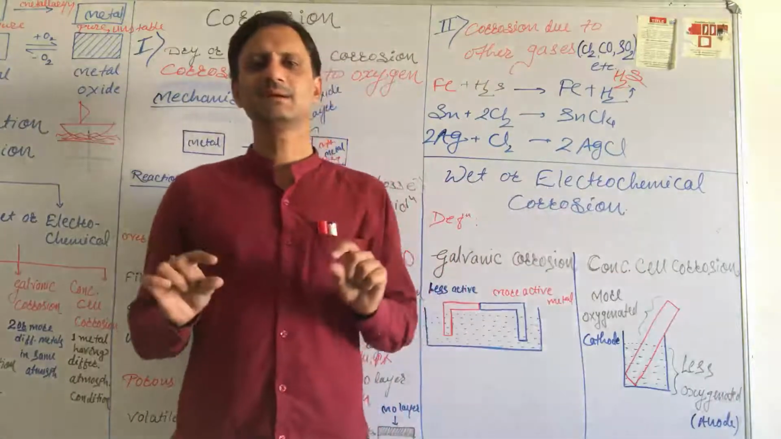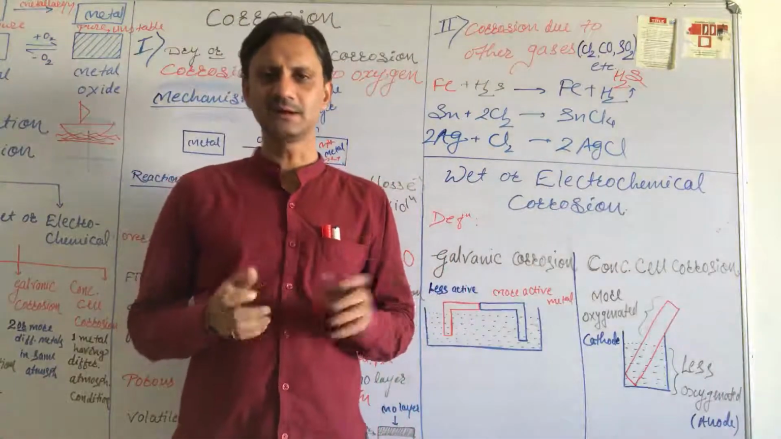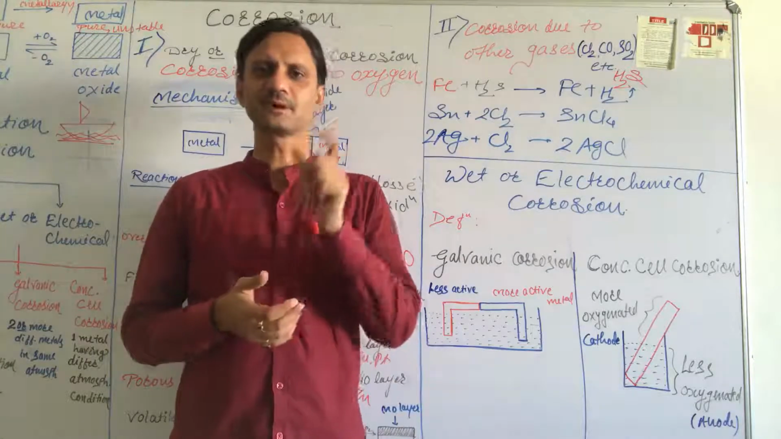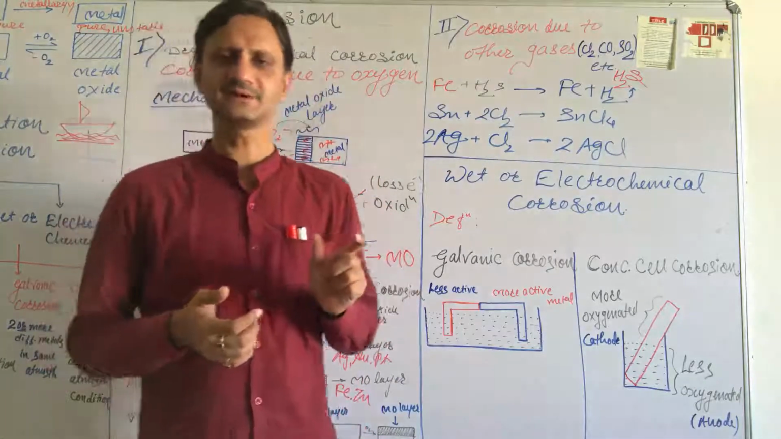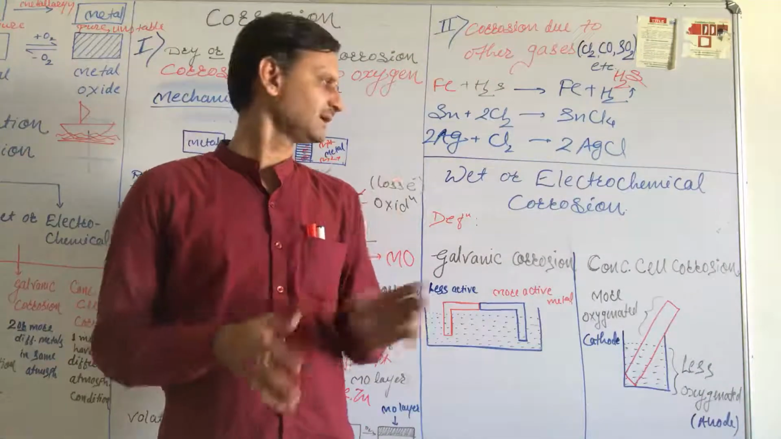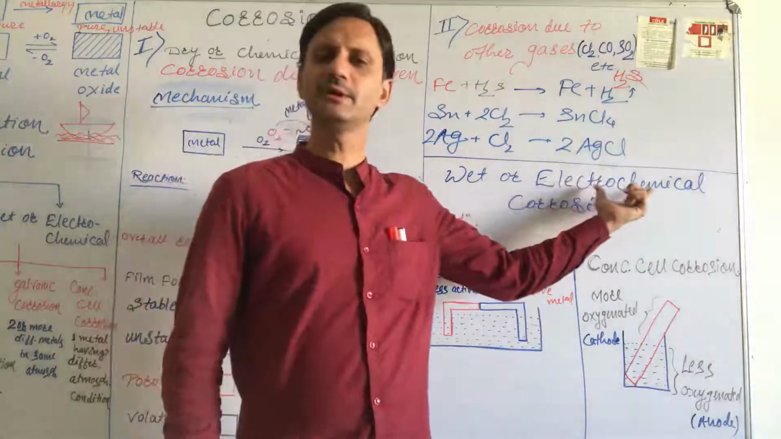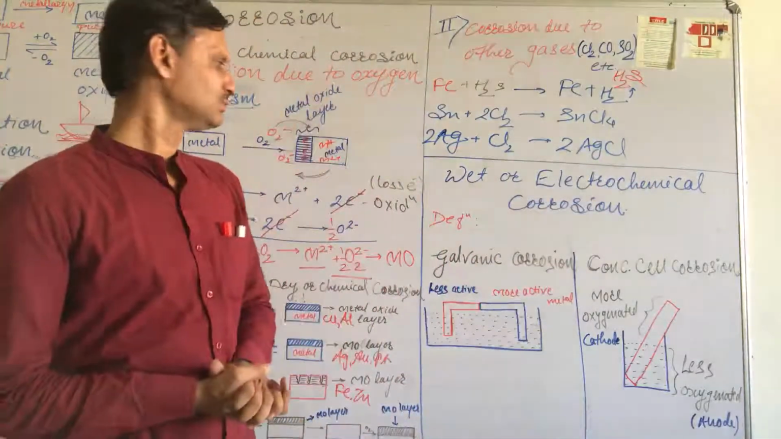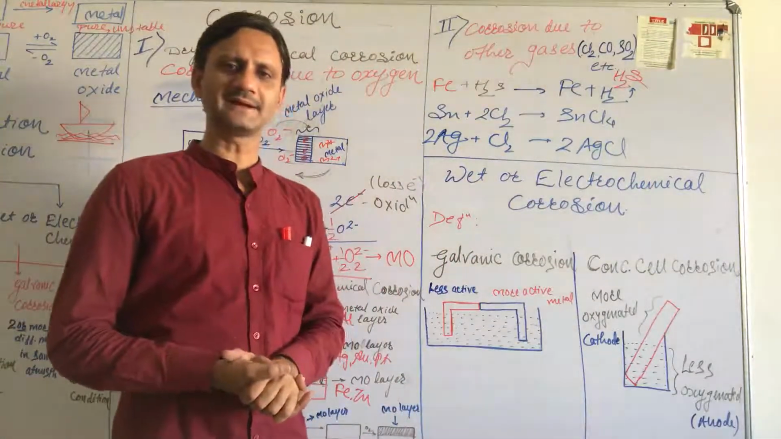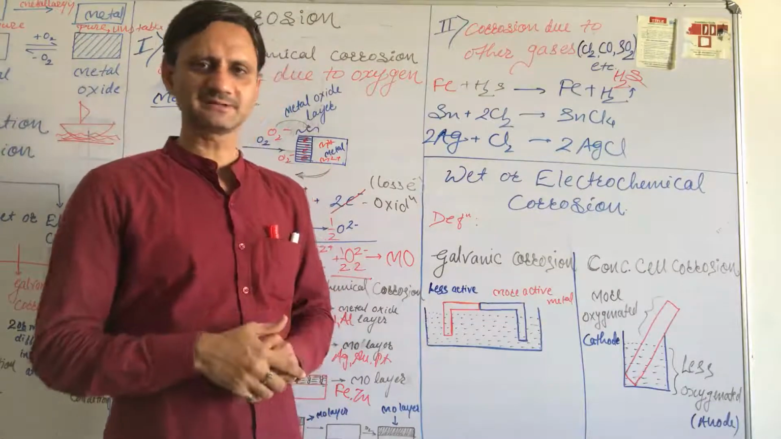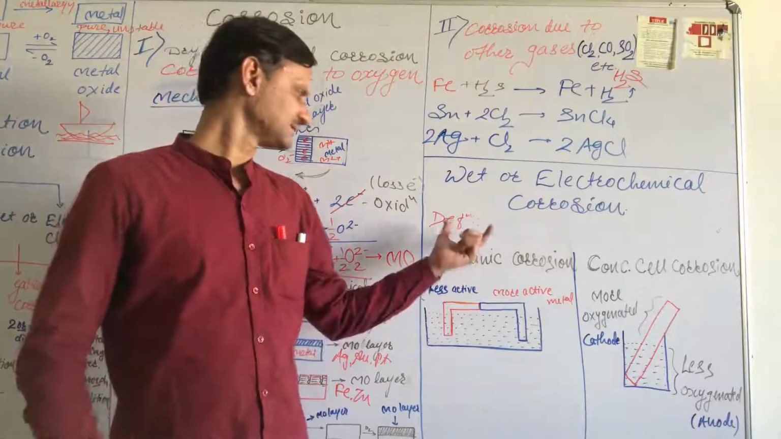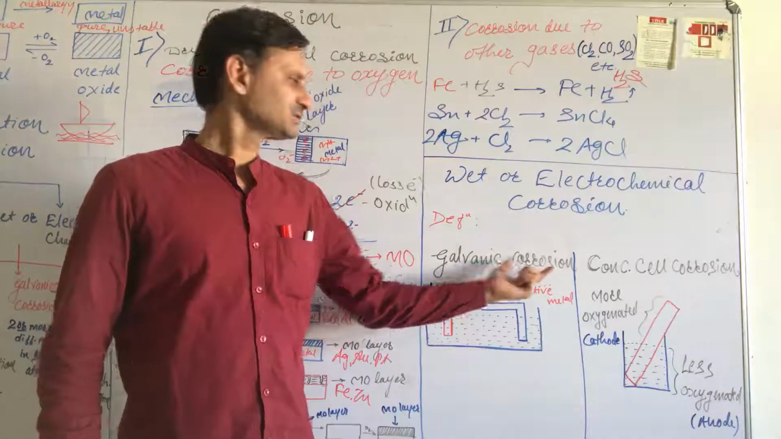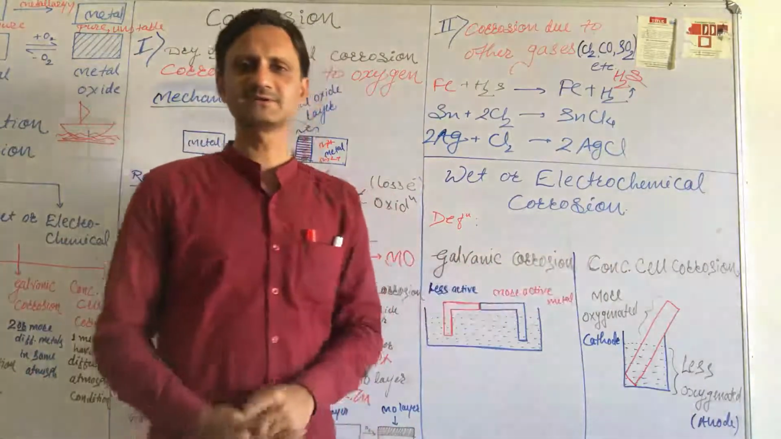Because the same metal experiences different electrode potentials, and because of that one portion acts as an anode and another acts as a cathode, and that's why the name given to that corrosion is electrochemical corrosion. Now how does one portion act as an anode and another portion act as a cathode, let's discuss. First of all, it is of two types. One is galvanic corrosion and another is concentration cell corrosion.